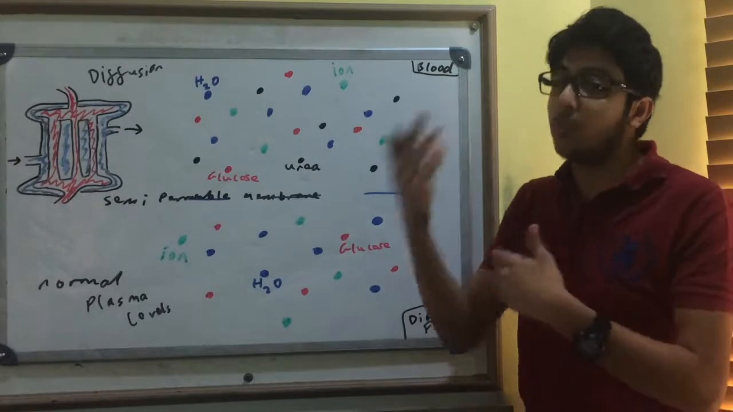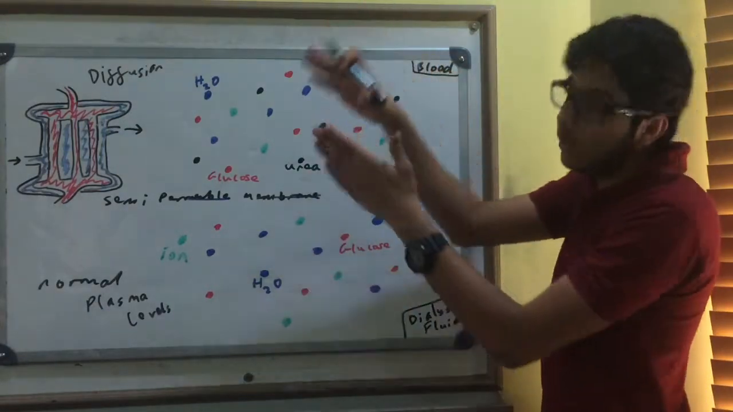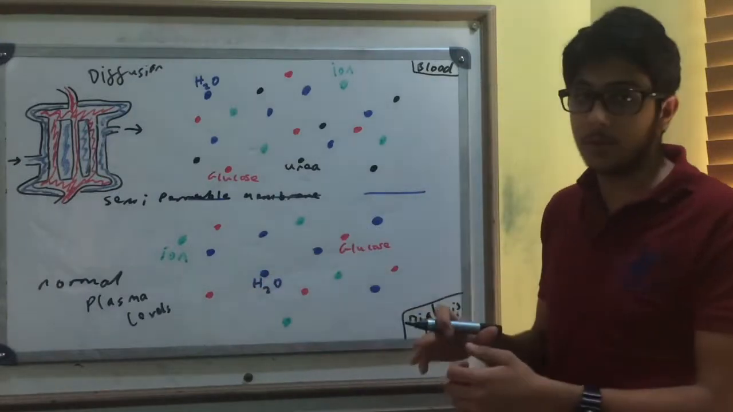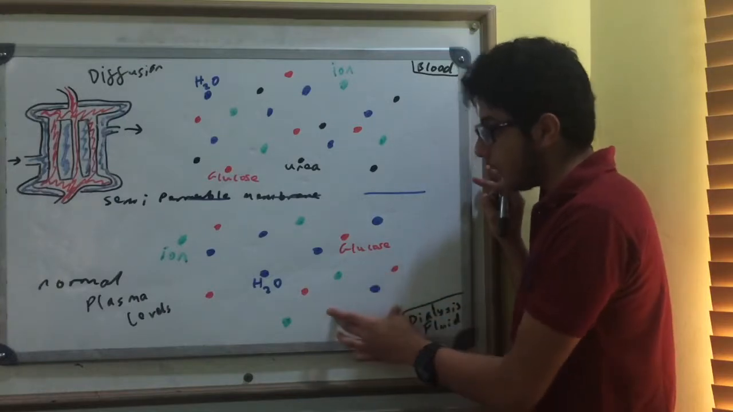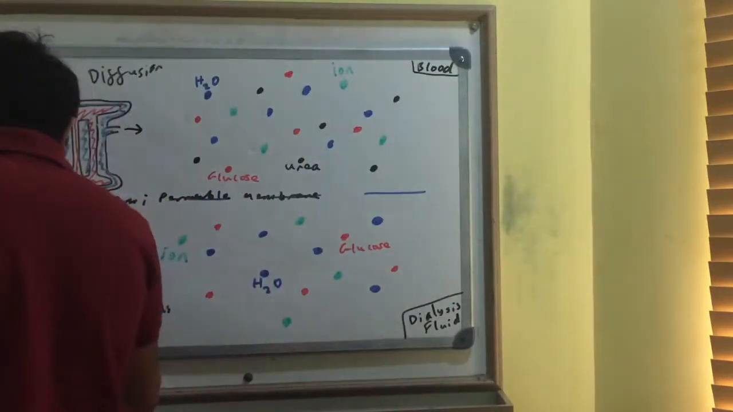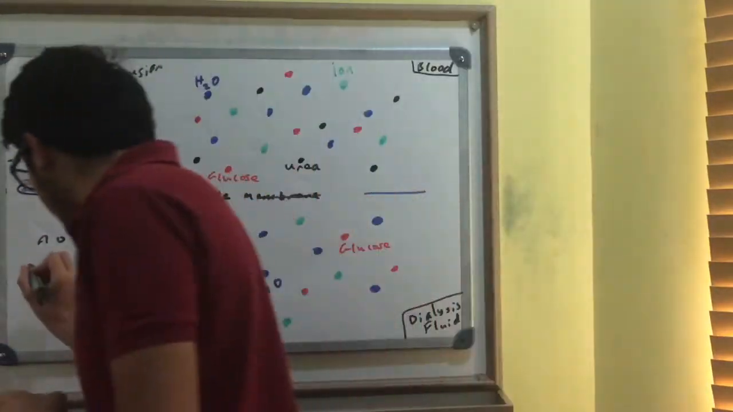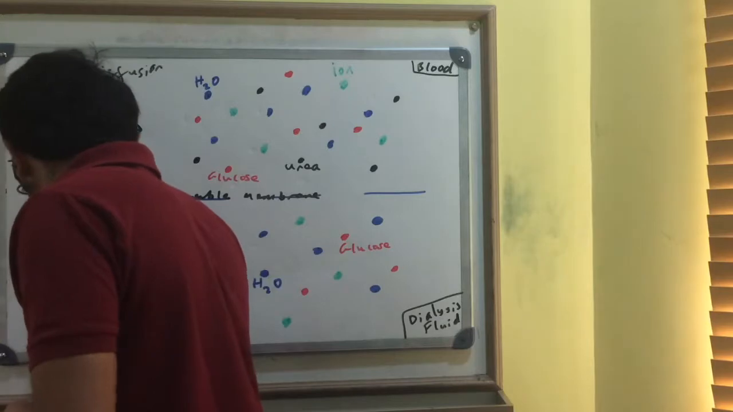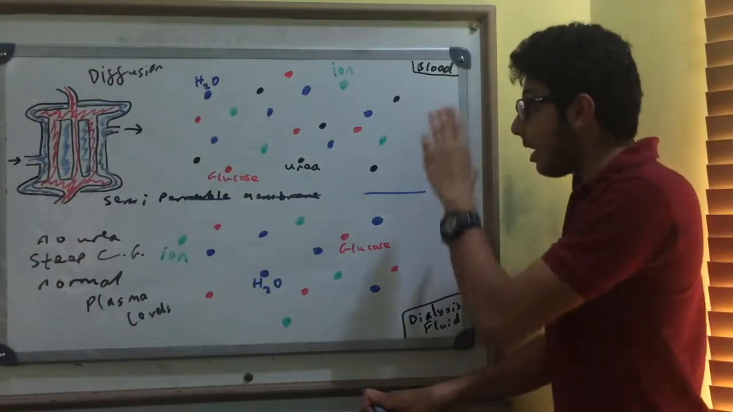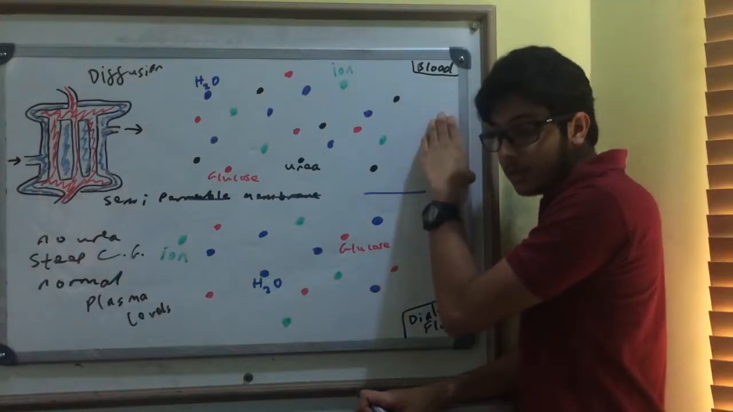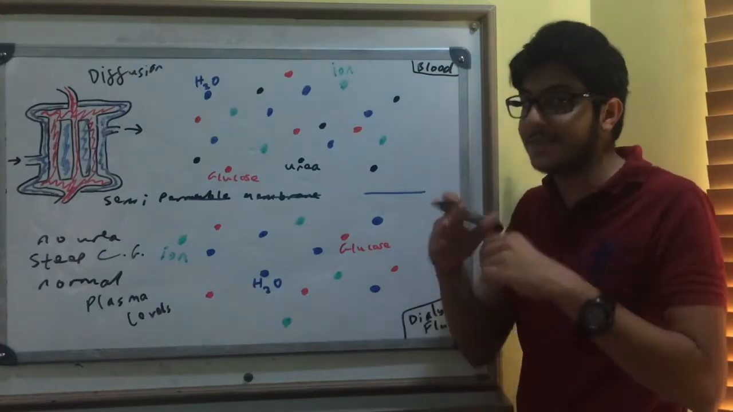So then there is too much, in which case there'll be more here than here, so then they will move to the dialysis fluid. Okay? Now, as you can see, the dialysis fluid has no urea. Why does it have no urea? So the concentration gradient is steep. Steep concentration gradient. Because here we have urea in high concentration, and there's no urea here. So that means the concentration gradient is steep.